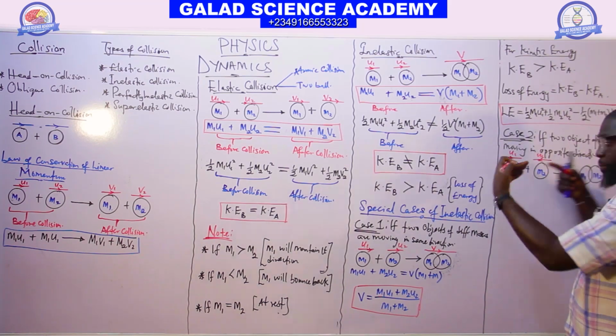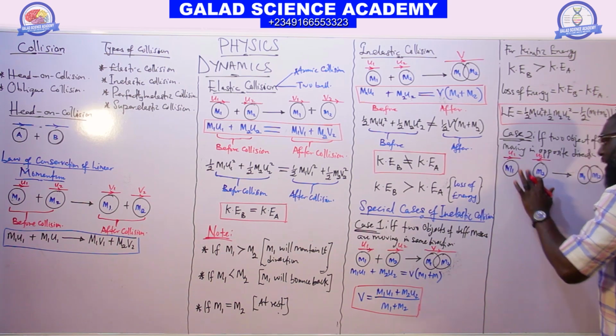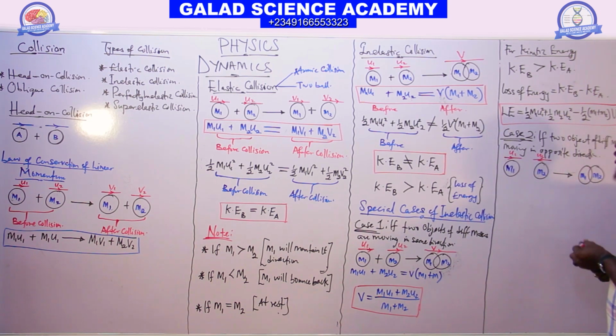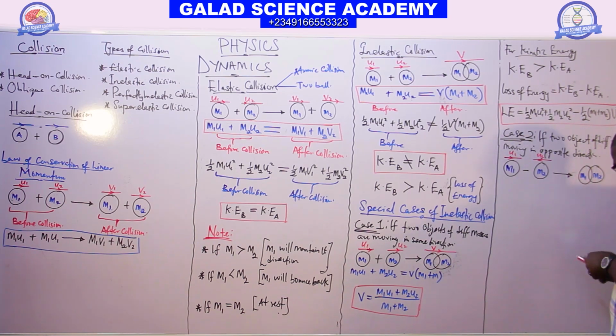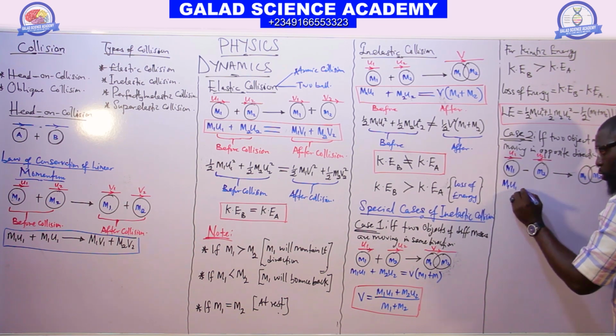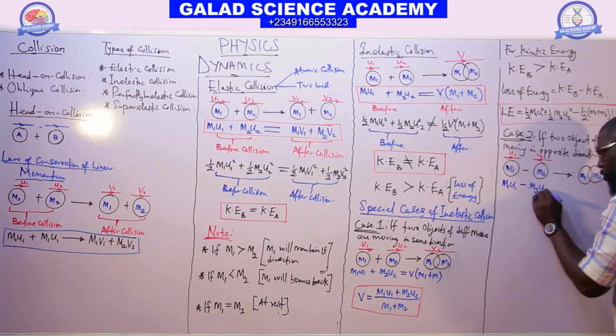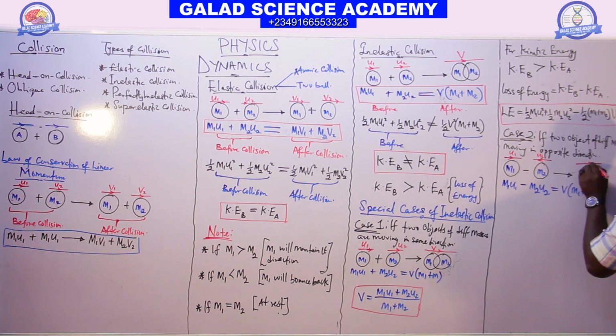So here, they face what? They face each other. So in that case, the sign here will change to minus. So you will now have M1 U1 minus M2 U2 equal to V (M1 plus M2).